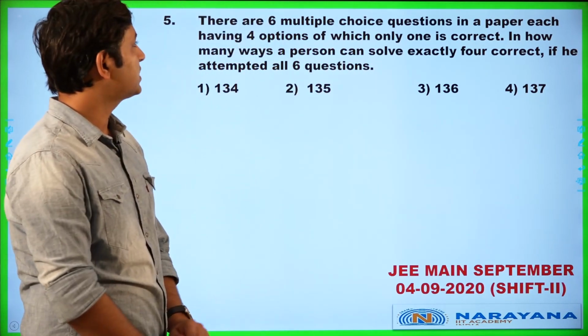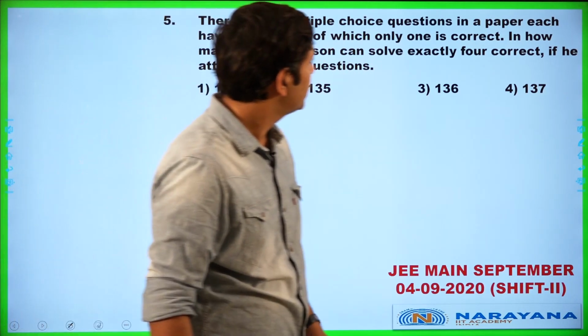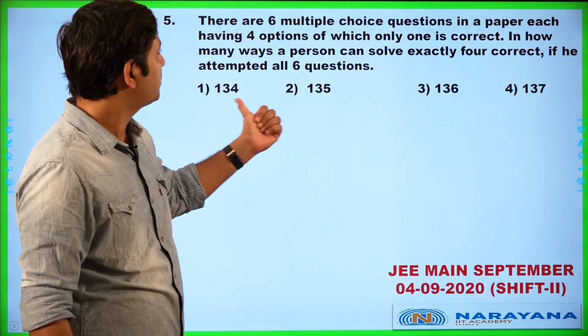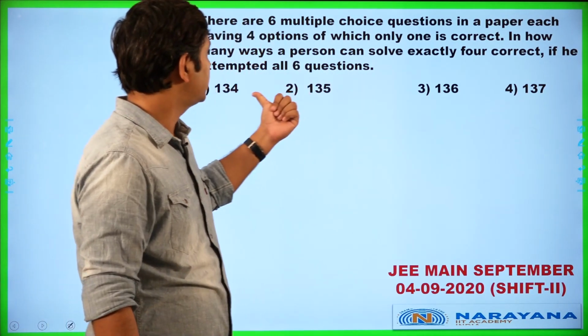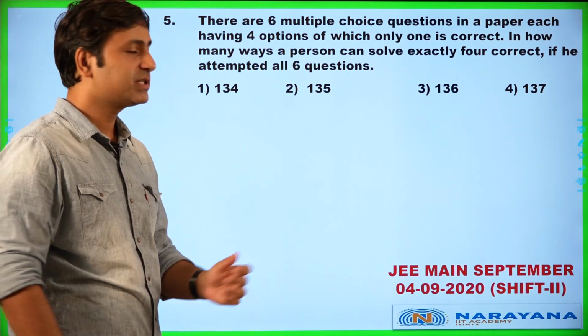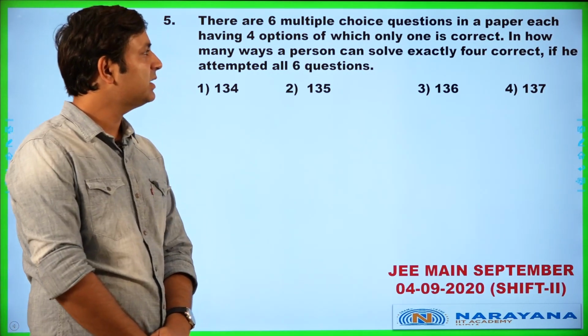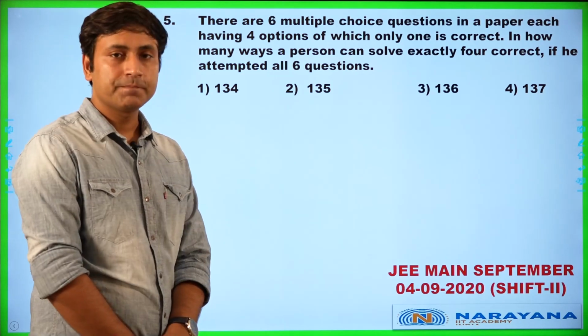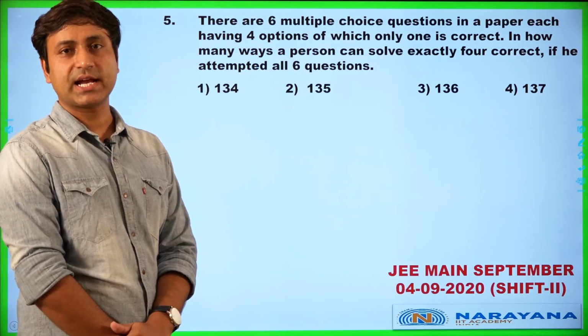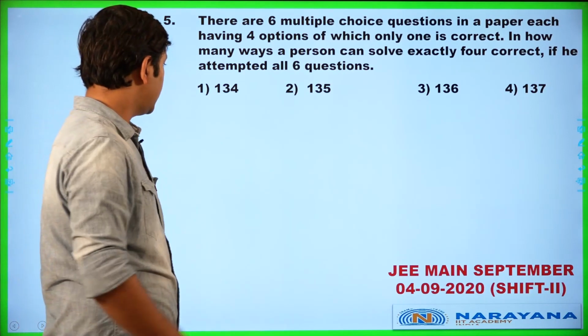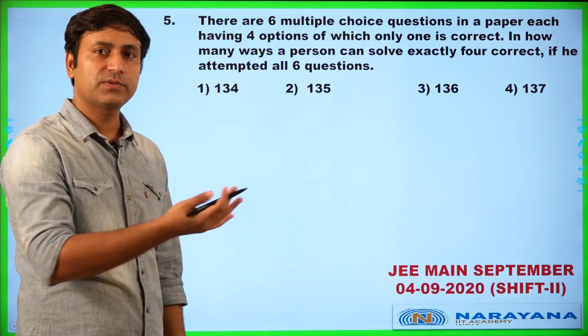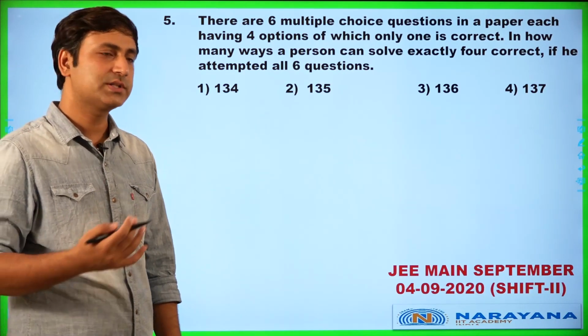Now here we have 6 multiple choice questions and 4 options are there, of which only one is correct. So basically we have 6 single correct questions and we have to answer exactly 4 correctly. In how many ways can we answer exactly 4 correctly? So how many ways can we select the 4 questions which we want to answer correctly?